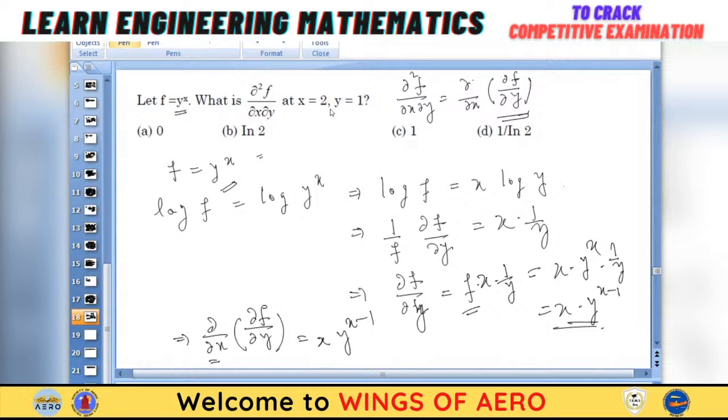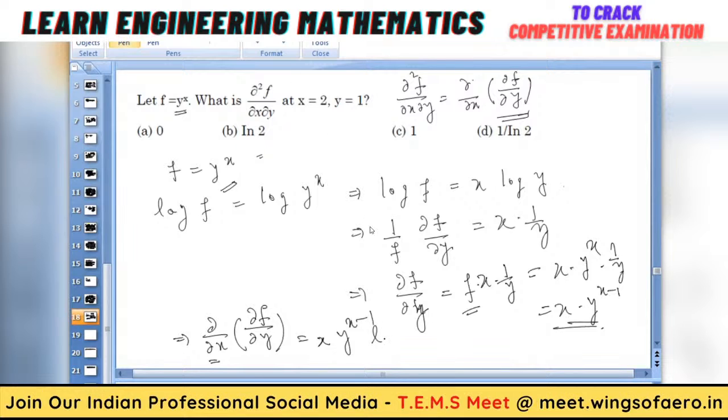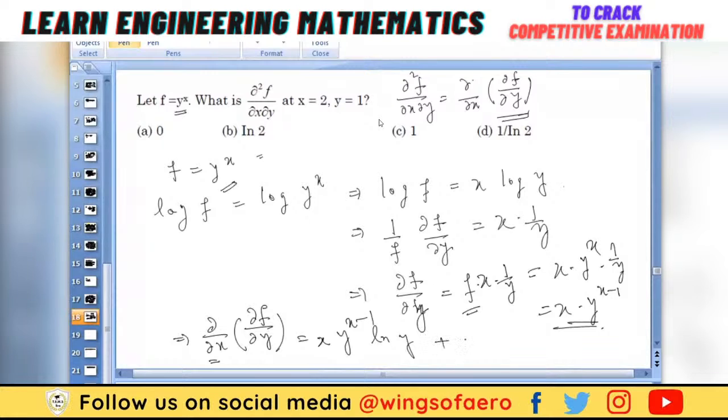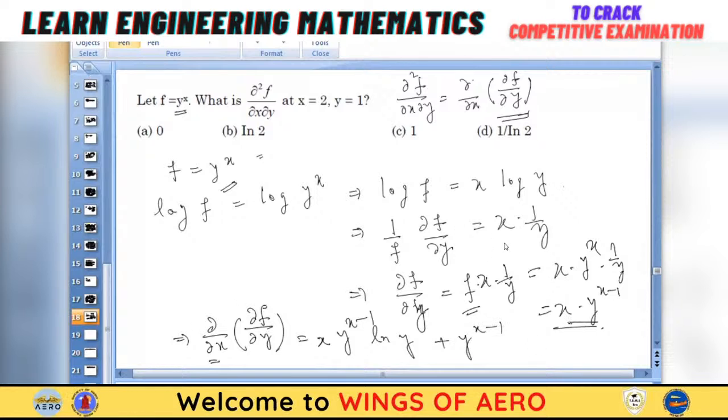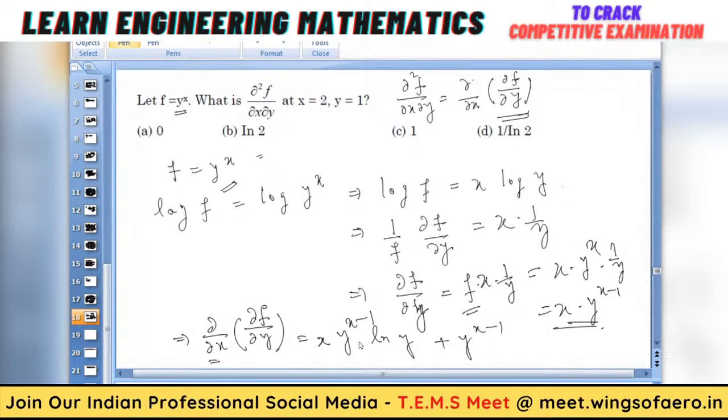and ln y, that is 1 by y ln y, plus y to the power x minus 1, because the derivative of x is 1. So y to the power x minus 1 ln y. Yes, x minus 1. This becomes this one.